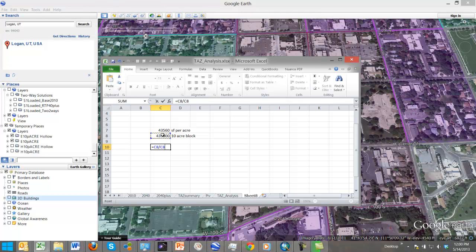of 1. Why is that? Because I have this much floor space divided by this much square footage of land. So does that make sense? Let's see.